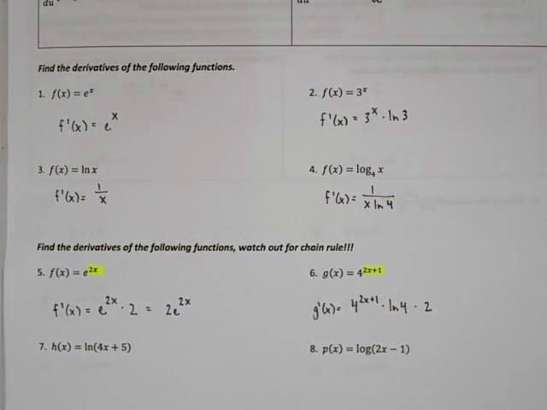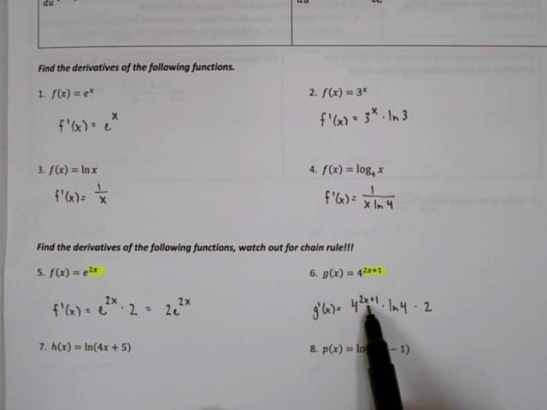Now here we have to be careful. I can't multiply the 4 and the 2 because 4 is the base of this exponent. So I'm just going to leave my answer just as it is.